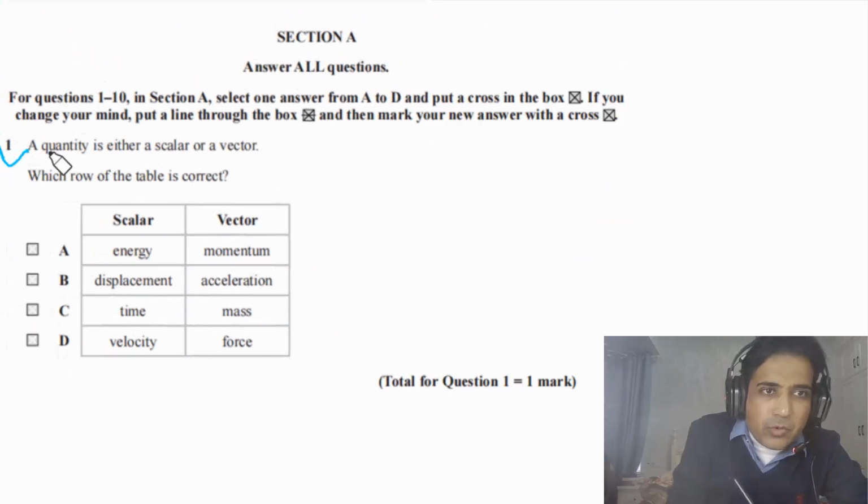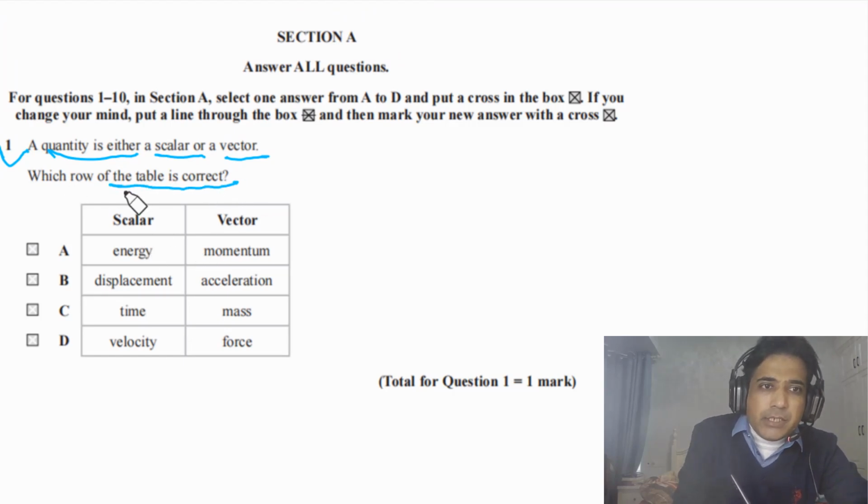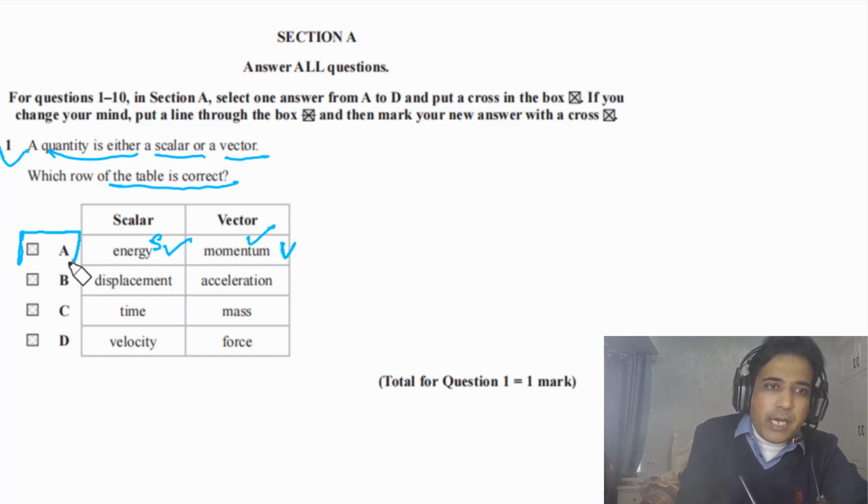Question 1 says, a quantity is either a scalar or a vector. Which row of the table is correct? In the scalar column, if you look at this one, energy is a scalar, so this is correct. Momentum is a vector, so this is also true. So the answer for this question has to be A.